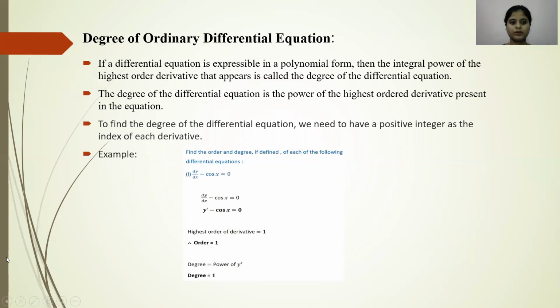Degree of ordinary differential equation. If a differential equation is expressible in polynomial form, then the integral power of the highest order derivative that appears is called the degree of the differential equation. The degree is the power of the highest order derivative present in the equation. To find the degree, we need to have a positive integer as the index of each derivative. For example, in this question, we have to find the order and degree of this differential equation. The order of this equation is 1 and the degree is also equal to 1.